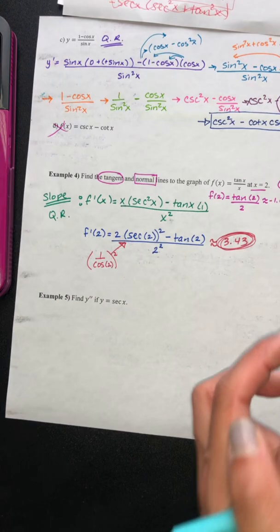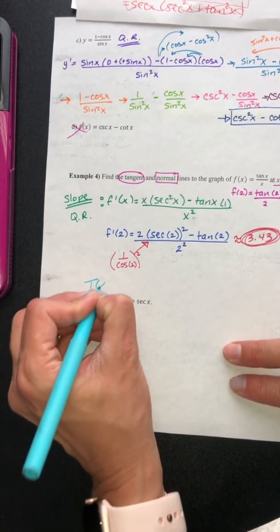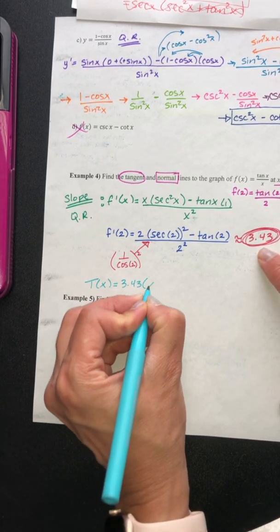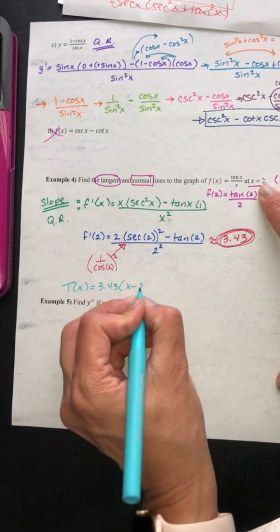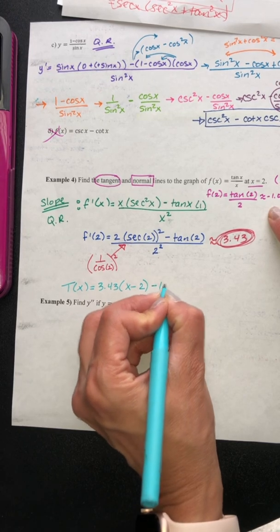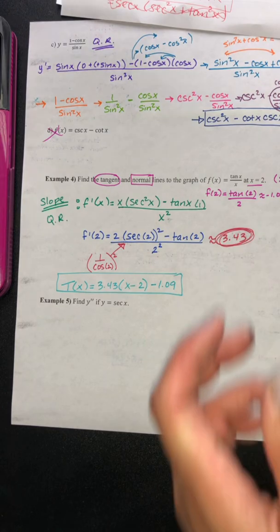That happens sometimes. Okay, so let's write our tangent line equation. So t of x equals the slope, 3.43, times x minus the x value, which was 2, and the y value is negative 1.09, so minus negative 1.09. And there's the equation of our tangent line.